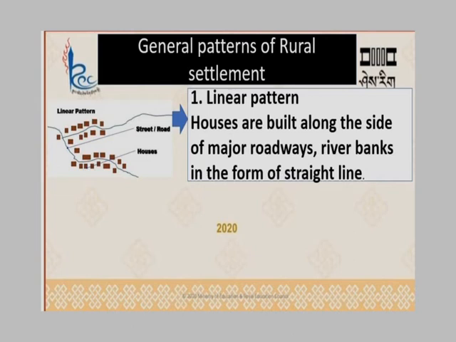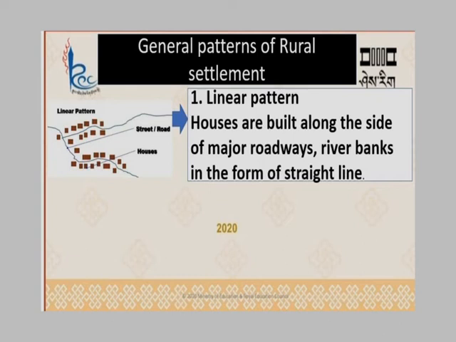Linear itself means a straight line. Let's say this is a straight line. Let's say this is a road and the settlement developed on this side. Let's take this is a river, settlement developed on this side and settlement developed on this side. Right? So, linear pattern of settlement is where houses are built along the side of major roads or river banks in the form of a straight line, that is called a linear settlement.